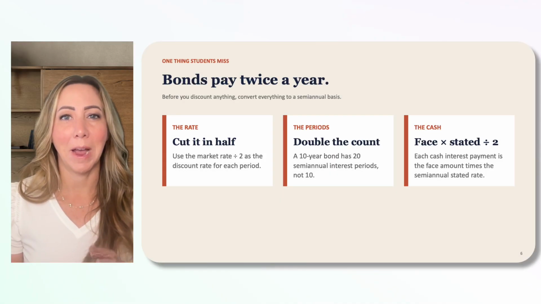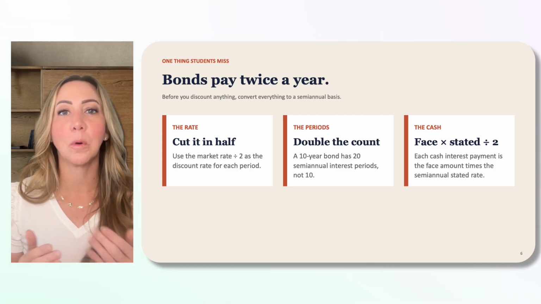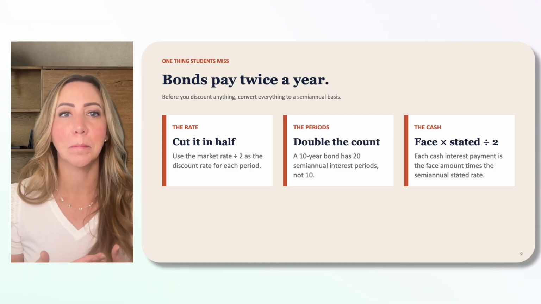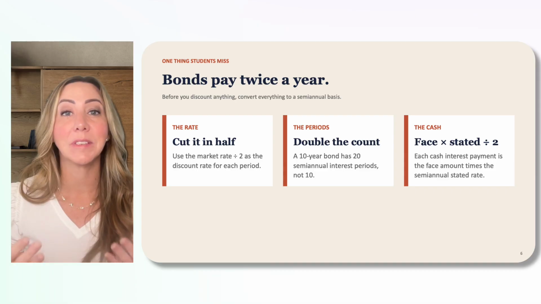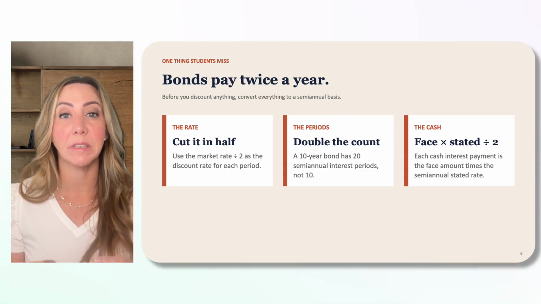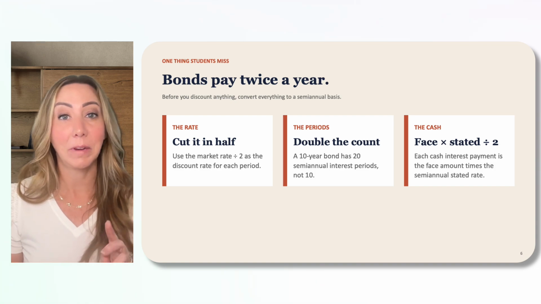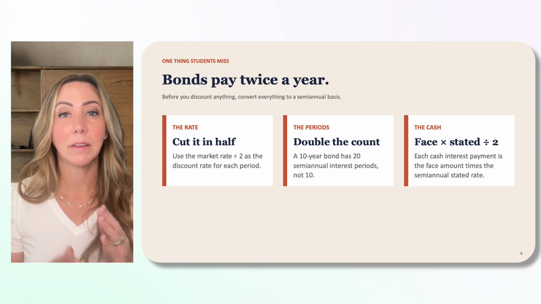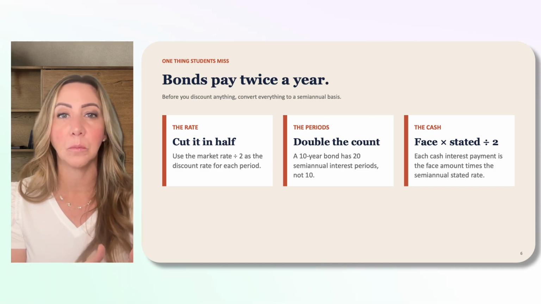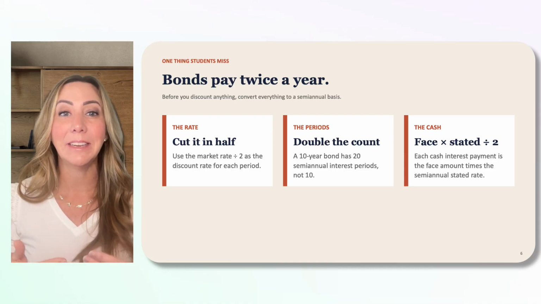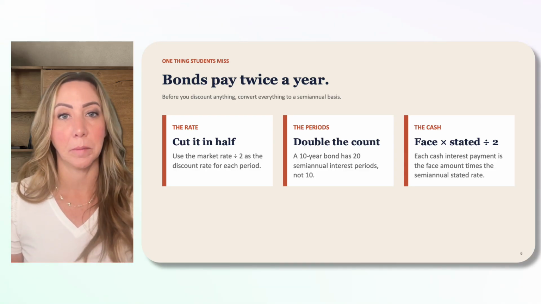There's one mechanical trap that catches students every term that's worth mentioning before we actually work through a problem. Bonds almost always pay interest semi-annually. That means before you discount anything, you have to convert everything to a semi-annual basis. Three little adjustments. First, the rate. Cut the rate in half, both the stated rate and the market rate, because each period is only half a year. A 12% market rate becomes 6% per period.